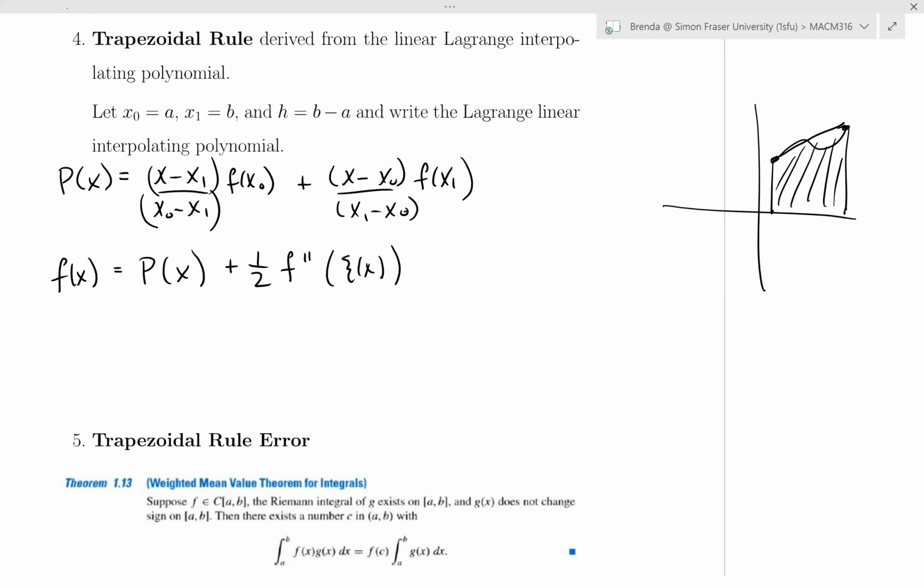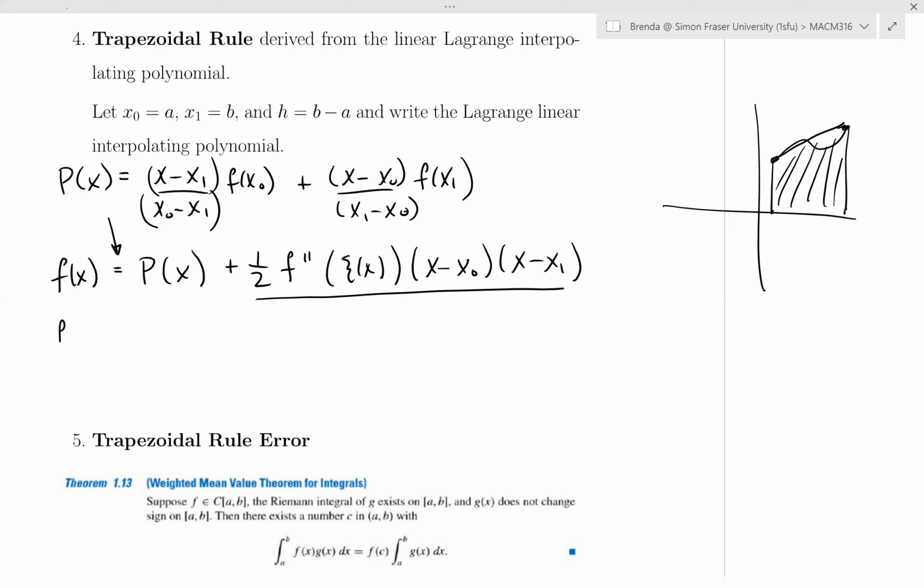This is the error in the linear Lagrange interpolating polynomial. This is an exact statement, right? It's a strict equality. If I know that thing exactly, then I know exactly what f of x is. Okay, we're going to be using p of x to approximate.